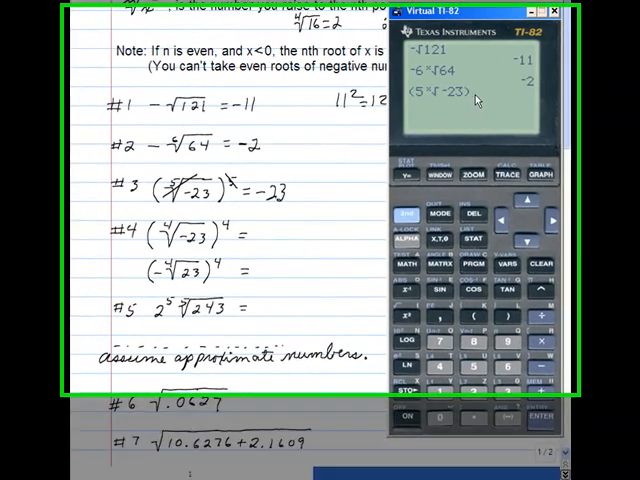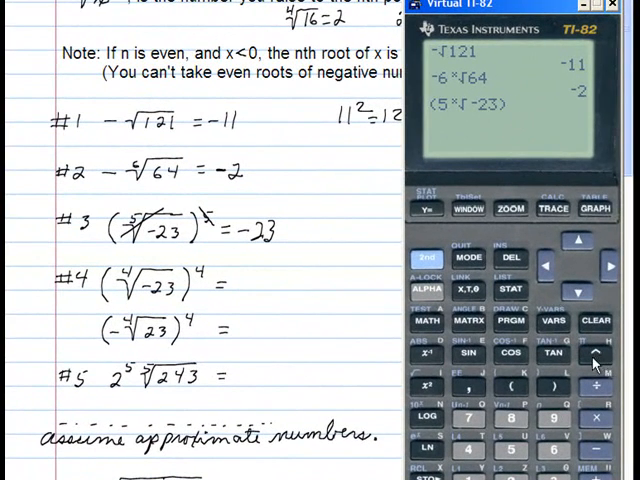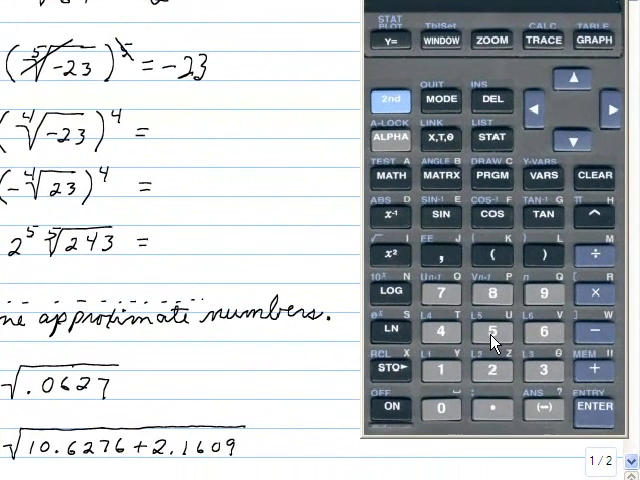I have to now raise that to the fifth power. So I come over to the little China hat looking key here. That's like an arrow pointing up. So it's going to take the number after it and put it up to make it an exponent. So to the power 5, enter, and sure enough I get negative 23, just as we thought we would.